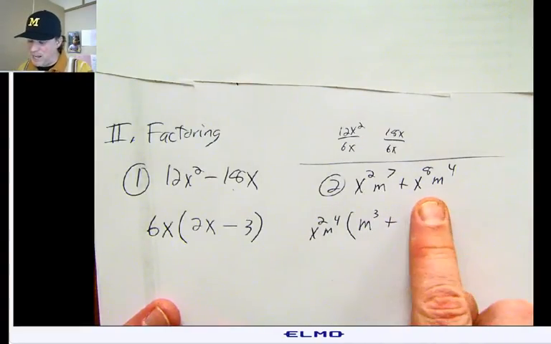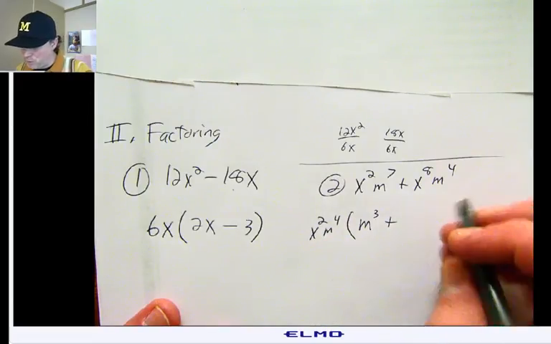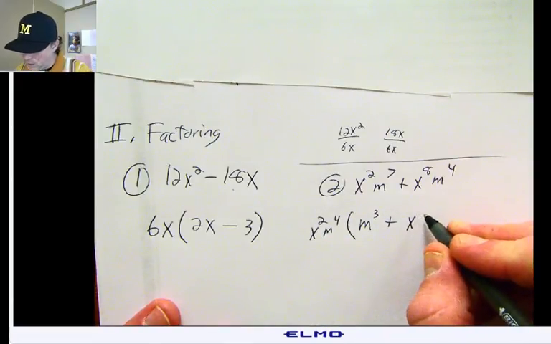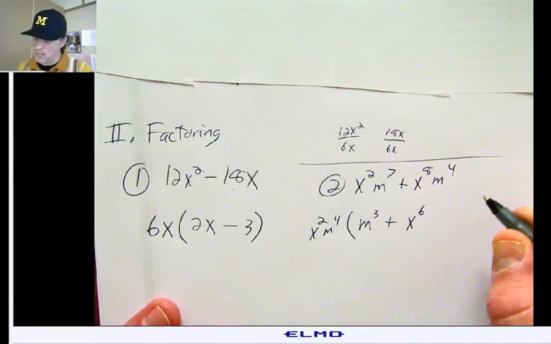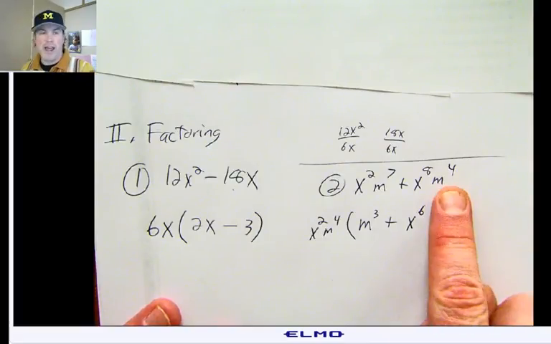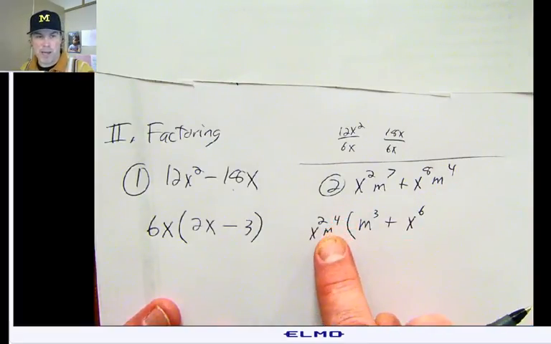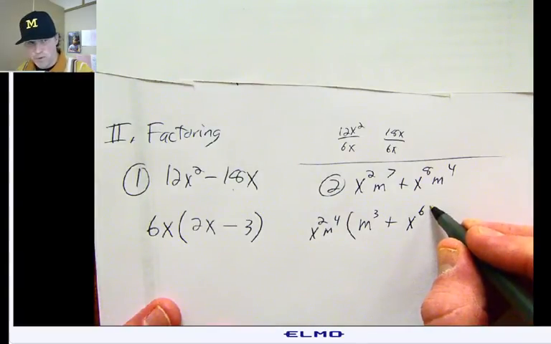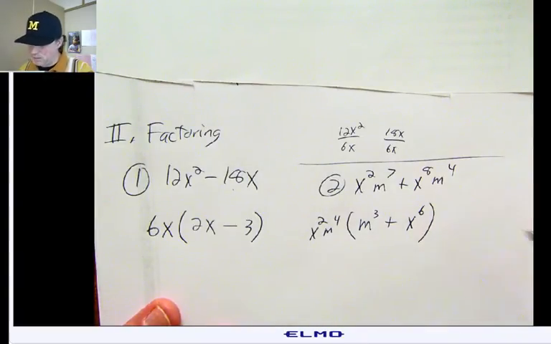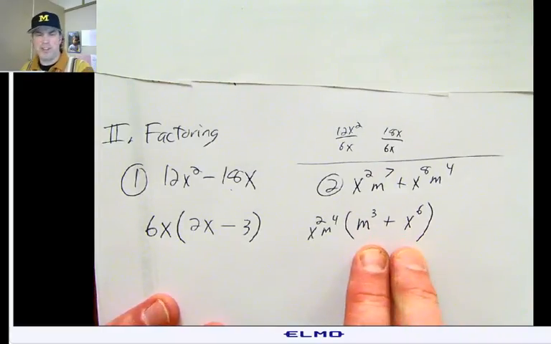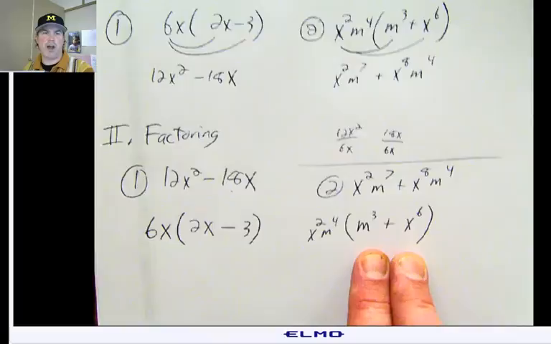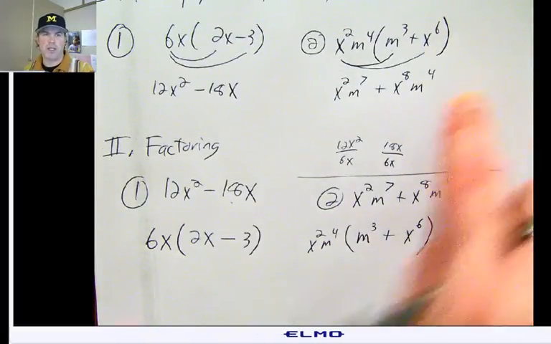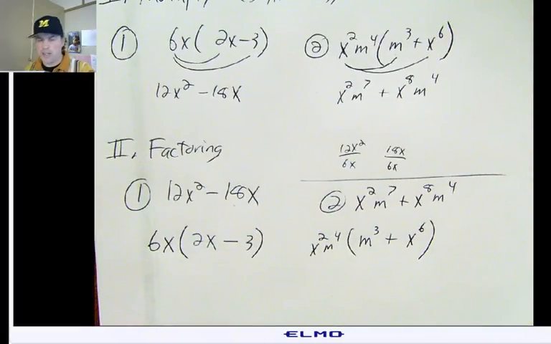Plus, I had 8 x's, but I'm going to factor out 2 of them. That's going to leave me with 6 x's left on the inside. I had an m to the 4, but I'm factoring out all 4 of those m's. So that's going to be it. This is going to be the answer. And what's left on the inside should not have any common factors. So multiplying is the exact opposite of factoring.